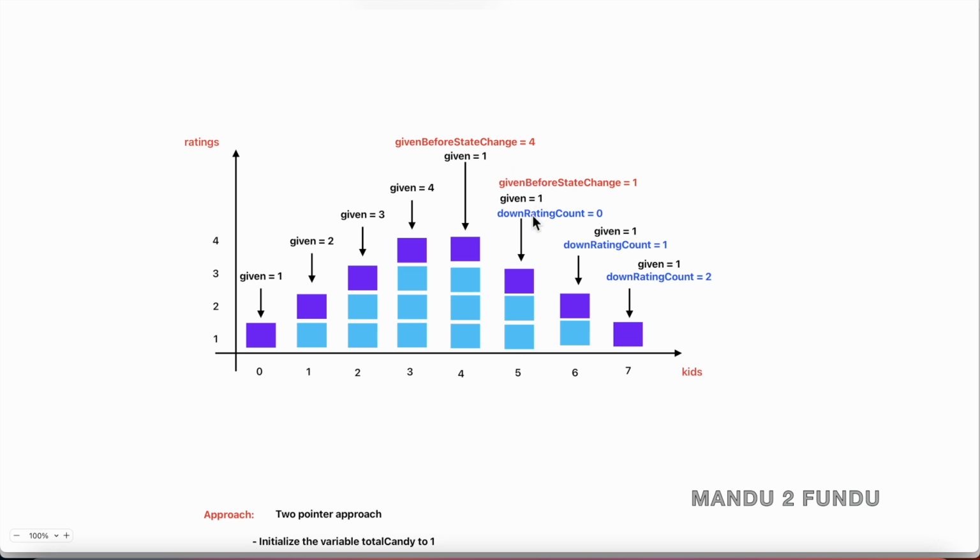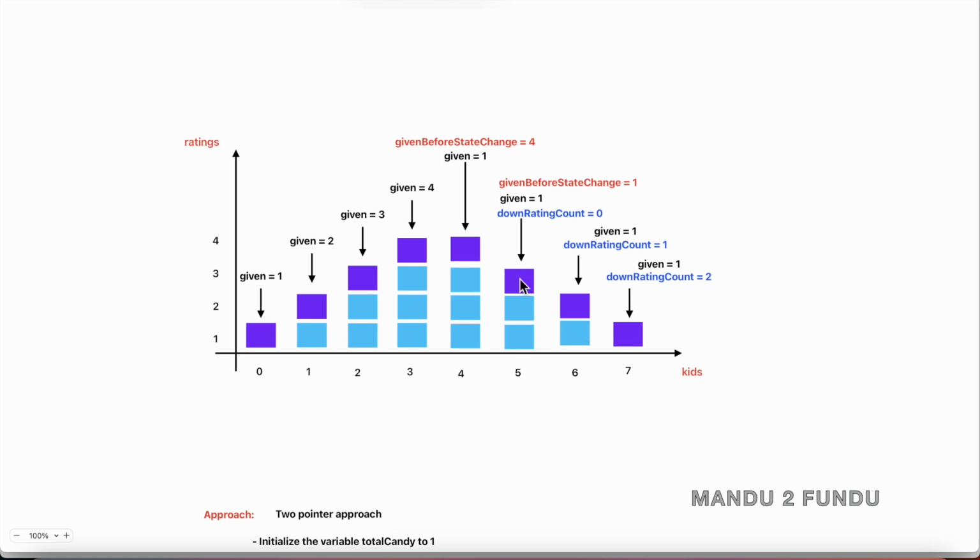So when we see the condition where the given before state change value is equal to the down rating count plus 1, in that case we have to increment the total number of candies given to reflect that was given to this kid, okay? And also we have to increase the given before state change count as well, because when we go process this kid, again we hit the same situation. This kid will be given 1 candy, okay?